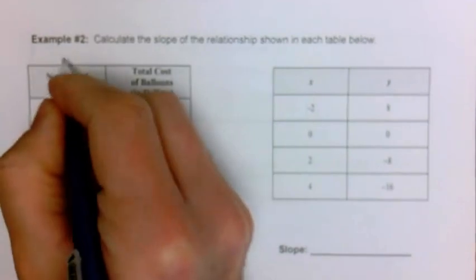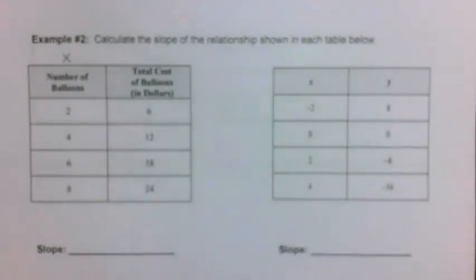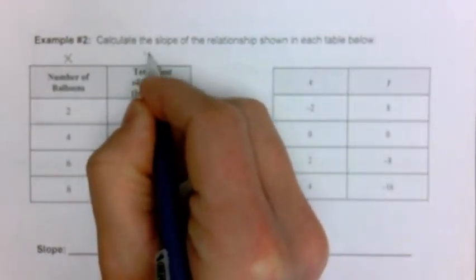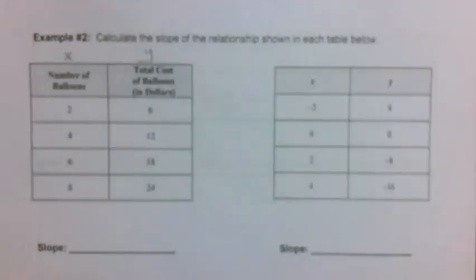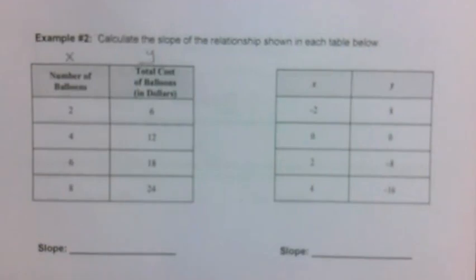So somebody is ordering balloons, and we want to know first which is the independent and which is the dependent variable. Does the number of balloons depend upon the total cost, or does the total cost depend upon the number of balloons? Well, we can get as many balloons as we want. So that's going to be your independent variable x. The total cost of those balloons is dependent, y, on the number of balloons that you get. So this is the dependent variable.